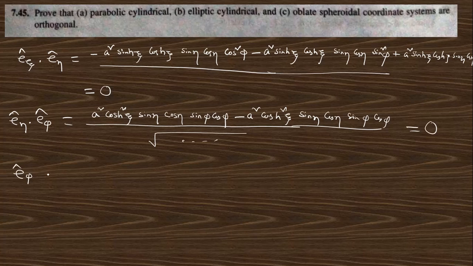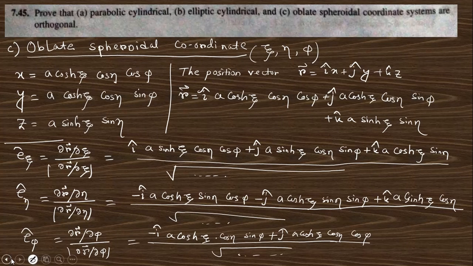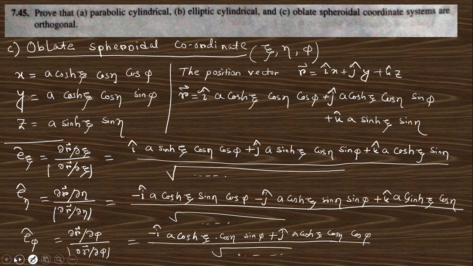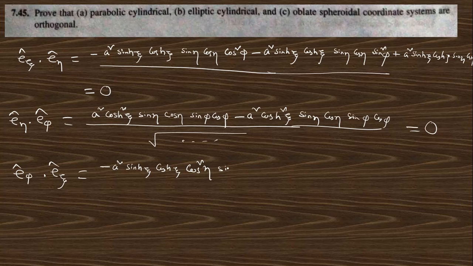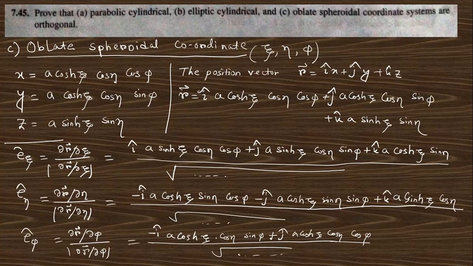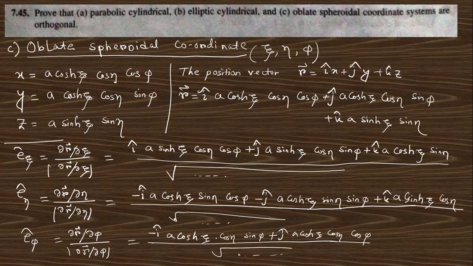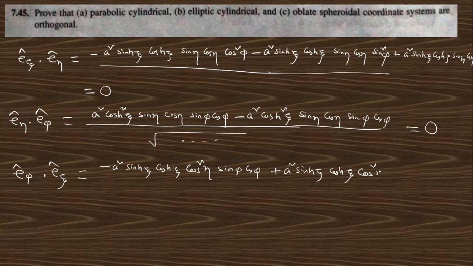And another one, E phi dot E xi. So if you dot these two, this gives you minus a square sinh zeta cosh zeta cos square eta sin phi cos phi, plus a square sinh zeta cosh zeta cos square eta sin phi cos phi, and root under this. So the upper side gives you 0.